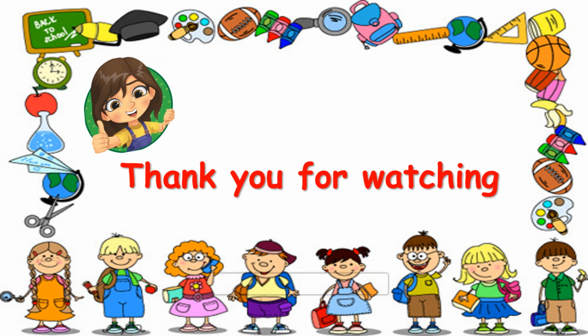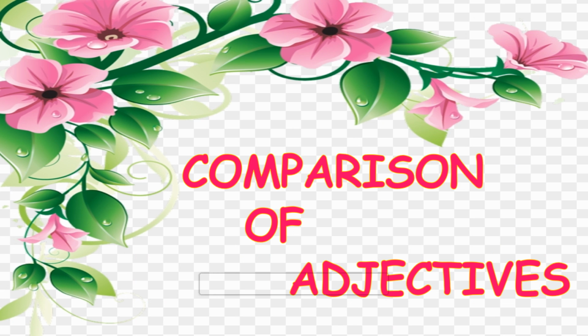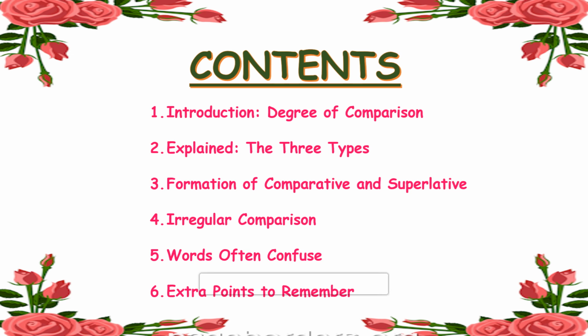So students, I'll see you in the next video. In the next video, I'll be talking about comparison of adjectives, the 3 degrees of adjectives, and that particular series will also be a bit longer. First of all, we'll discuss degree of comparison. Then the 3 types will be explained to you: positive degree, comparative degree, and superlative degree. Then we'll be discussing formation of comparative and superlative degree, then irregular comparison, words often confused, and extra points which you need to remember in order to understand this chapter, degree of comparison.